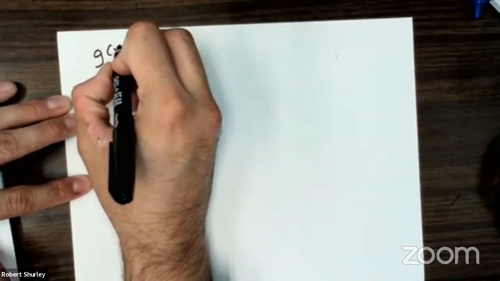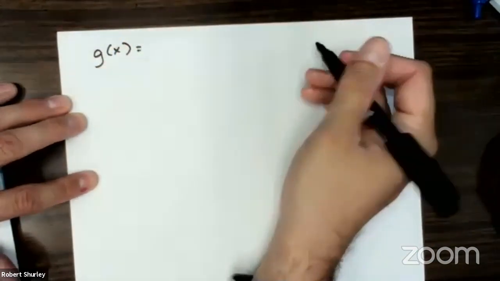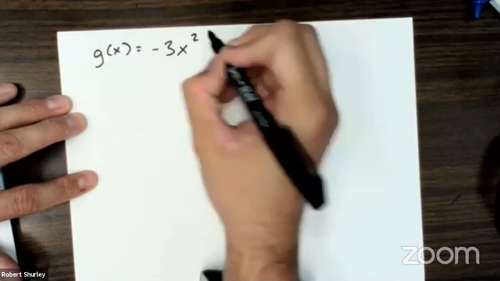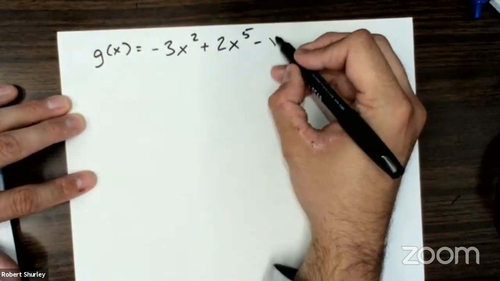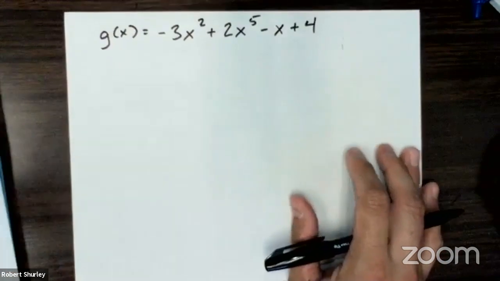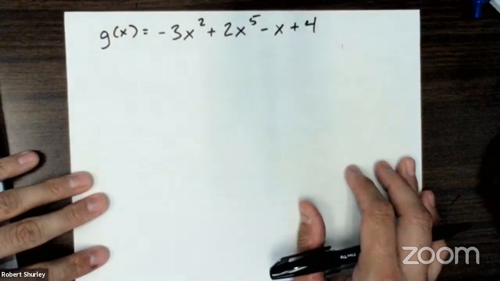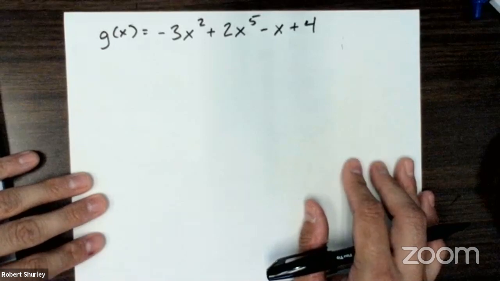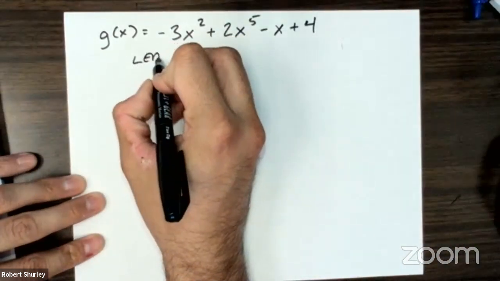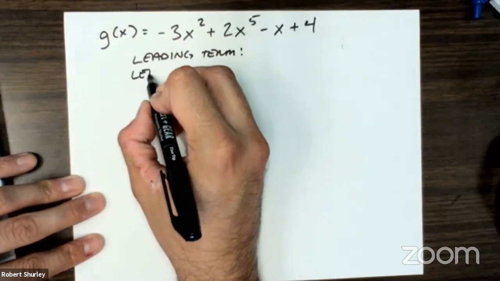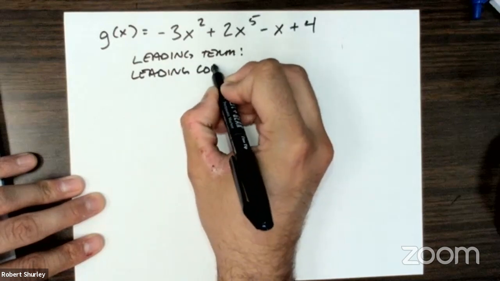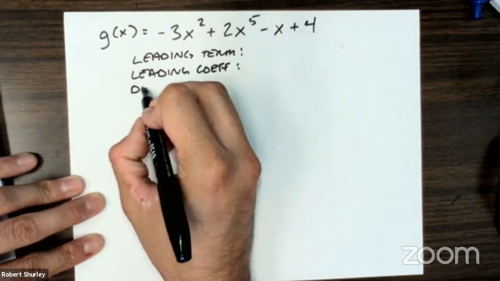Okay, let's do another one of these. So if we had a function g of x, written in that traditional form, let's say negative 3x squared plus 2x to the 5th minus x plus 4. All I'm going to do is ask you for the leading term, and then the leading coefficient, and the degree.